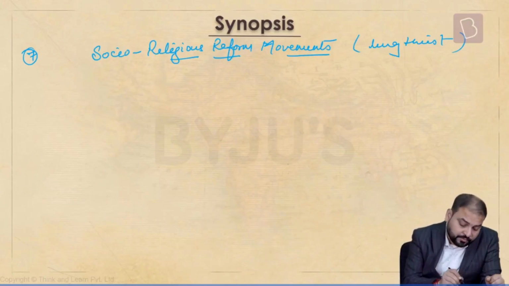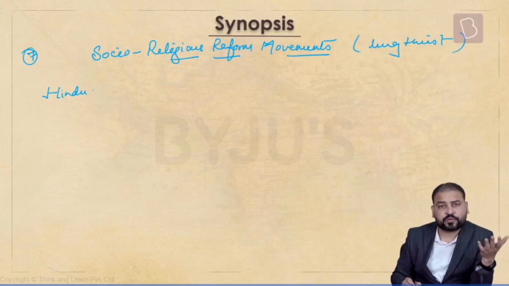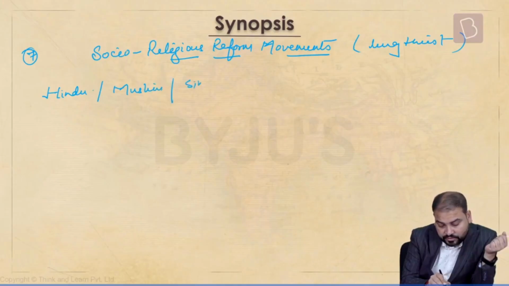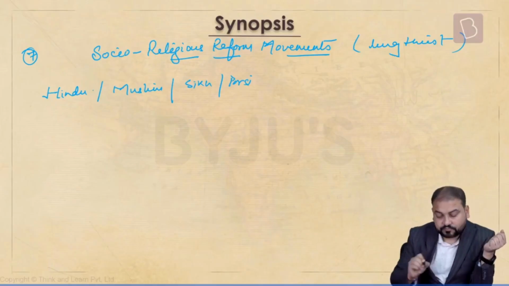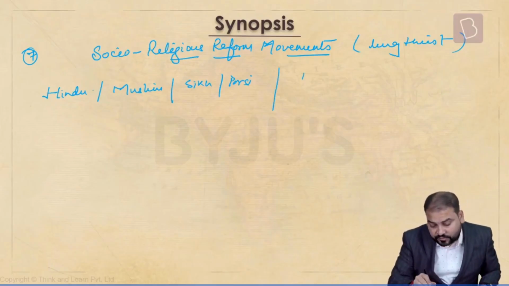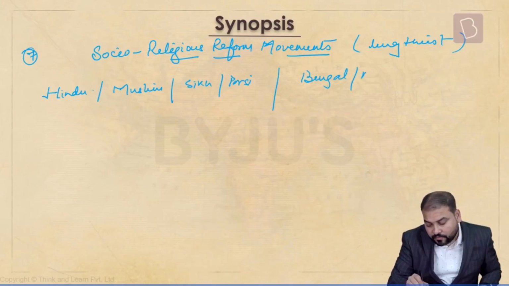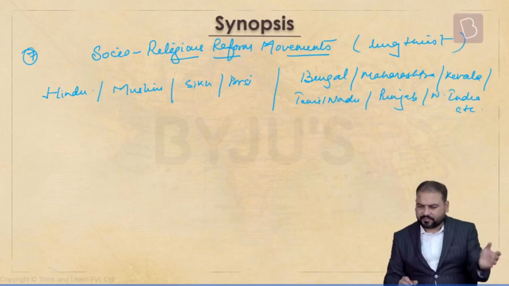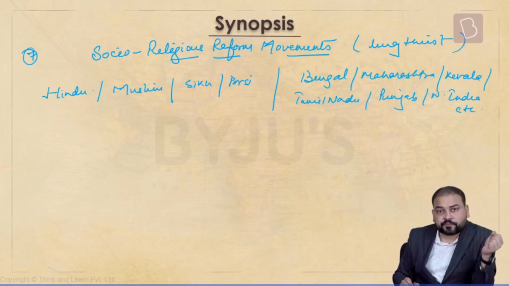Now, under this, please remember, we shall see certain reforms which took place in Hindu religion, Muslim religion, Sikh religion, Parsi religion, and we shall see reformers from Bengal, Maharashtra, Kerala, Tamil Nadu, Punjab, other areas, North India, etc. There are many. So I've just mentioned a few.